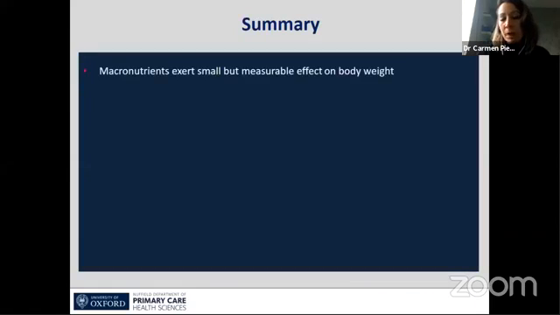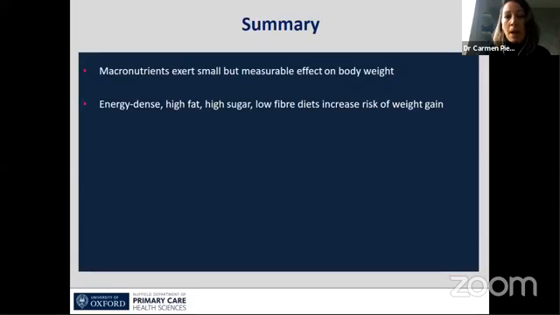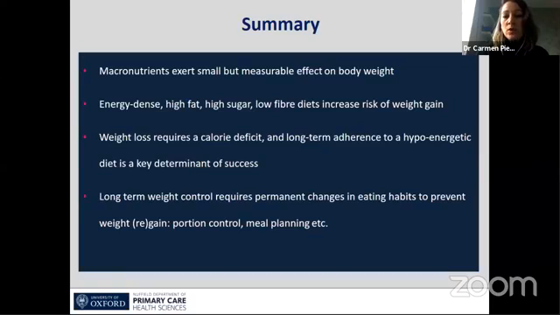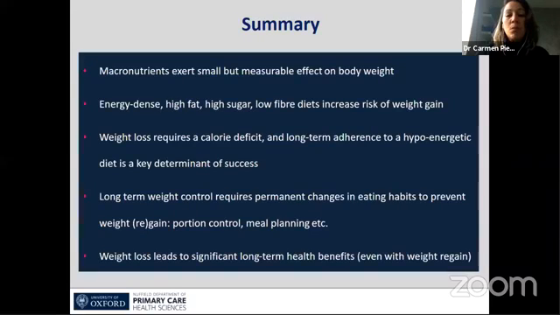So in summary, macronutrients are important and they have small but measurable effects on body weight. However, what we know, and we've got good evidence, is that an energy-dense, high-fat, high-sugar, low-fiber diet increases the risk of weight gain. Weight loss requires a calorie deficit, and long-term adherence to a hypoenergetic diet is a key determinant of success. And long-term weight control requires permanent changes in eating habits to prevent regain. However, even with weight regain, small weight loss leads to significant long-term health benefits. So it's worth trying. And that's everything from me.